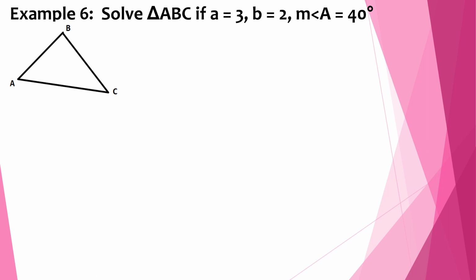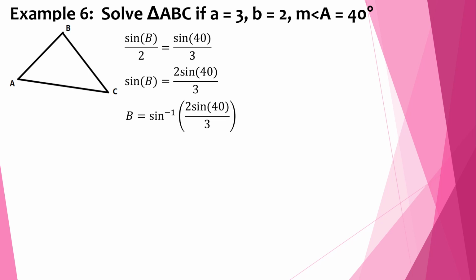Set up those ratios. Sine of B over 2 equals sine of 40 over 3. Cross multiply and isolate sine of B. In your calculator, you're going to take sine inverse of 2 sine of 40 degrees divided by 3. Take a moment, type that in, see what you get. Hopefully you get that the measure of angle B is 25.4 degrees. Definitely less than the 40. Cool, so we're on the right track.